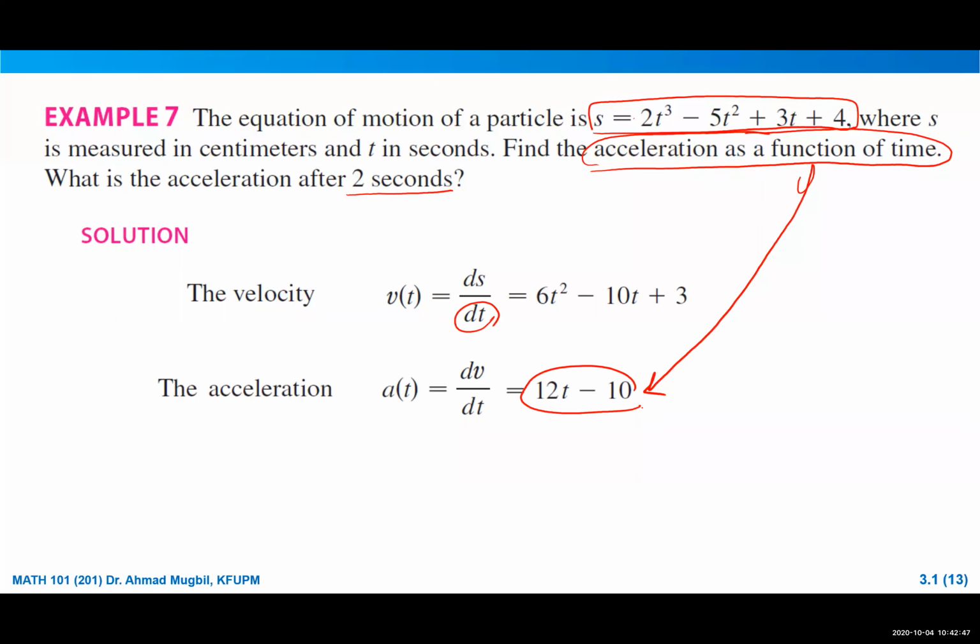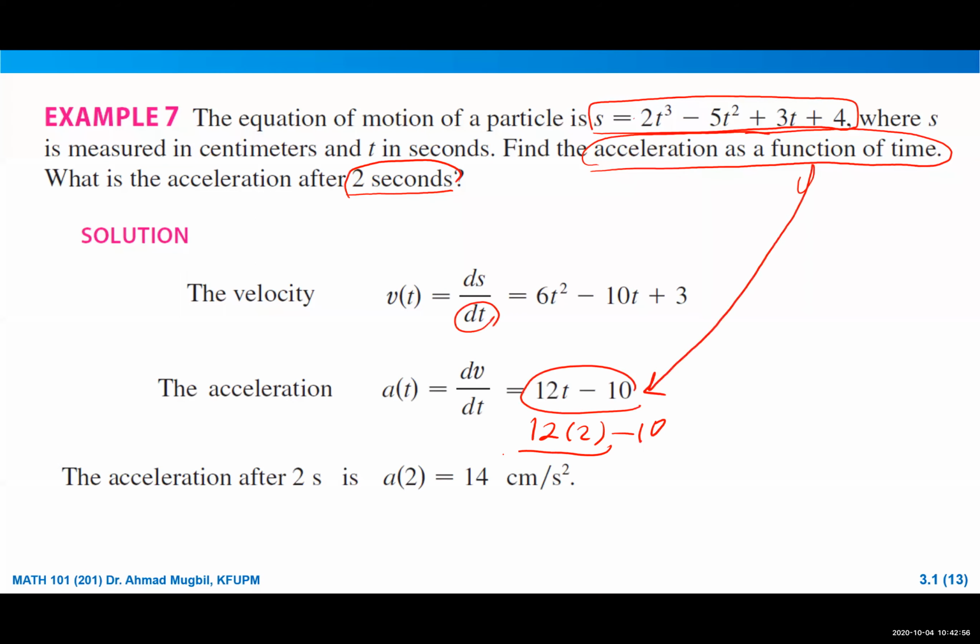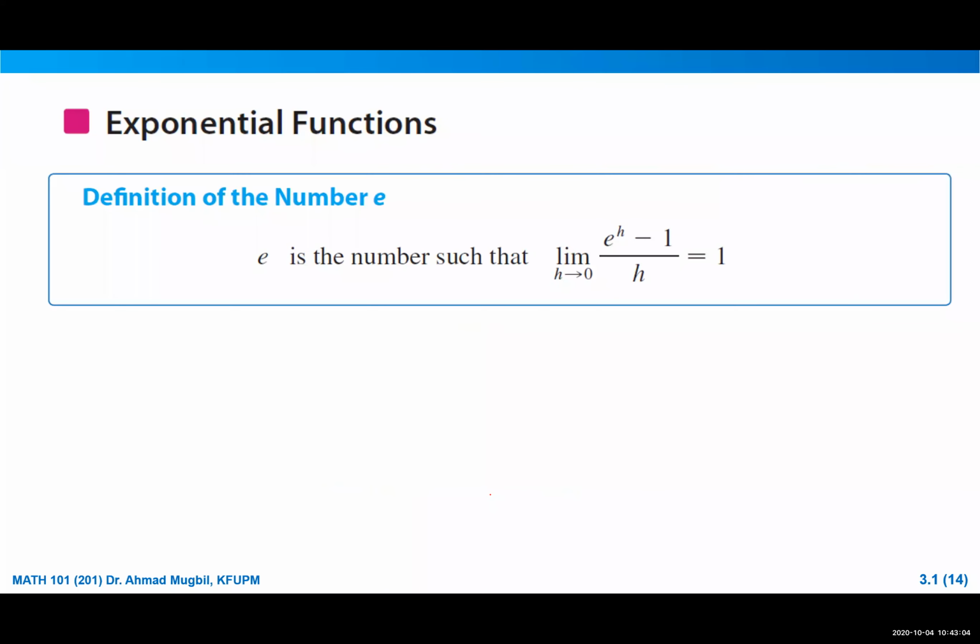Now you want to find it when t is 2, after 2 seconds. So you will just put 2 here instead of t. And it will be, of course, 24 minus 10, which is 14. So this is the value of the acceleration function when t is equal to 2.